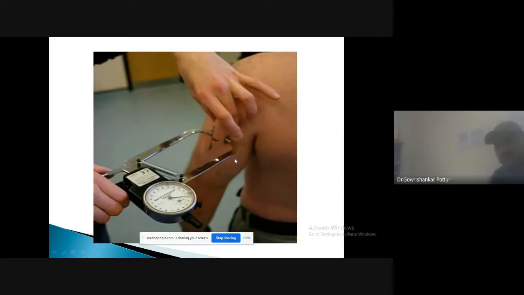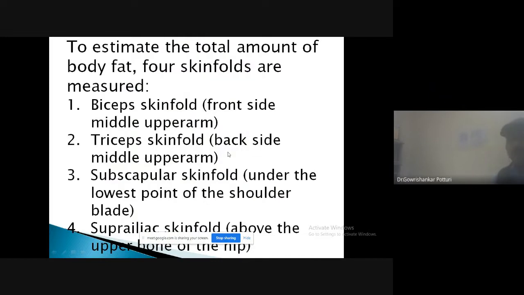So this is how it measures. To estimate the total amount of body fat, 4 skin folds are usually measured. For any person, if we want to identify the total body fat, we identify 4 skin folds. Bicep skin fold, from the front side of the middle upper arm. Tricep skin fold, from the back side of the middle of the upper arm. Subscapular skin fold, under the lowest point of the shoulder blade, below the inferior angle of the scapula. Suprailiac skin fold, above the upper bone of the hip, above the iliac crest.